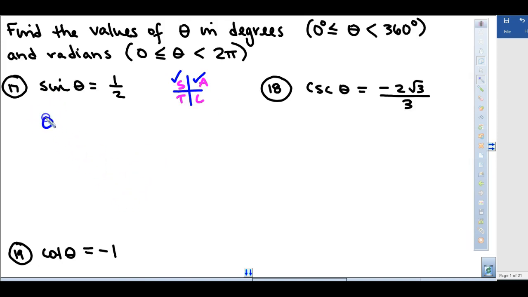Okay? So I'm just thinking, well, what first quadrant has a y-coordinate of 1/2? That would be 30 degrees. Well, what second quadrant angle has a sine of 1/2? And that would be 150 degrees. So you got to know that unit circle. And then, of course, you've got to know their radians. Okay? So this one will be pi over 6, and this one will be 5 pi over 6.